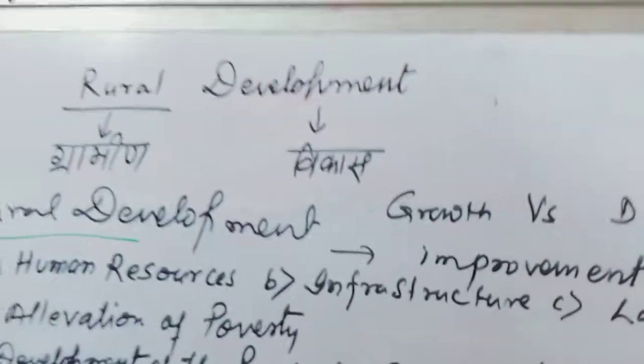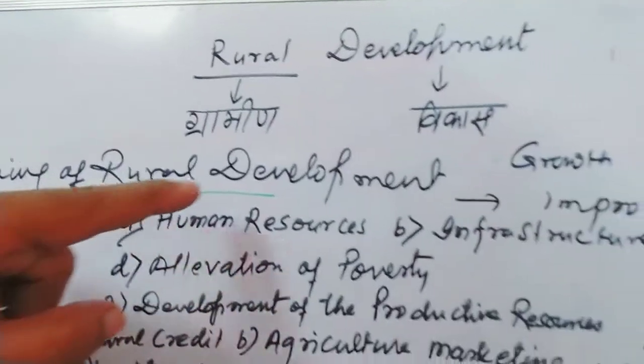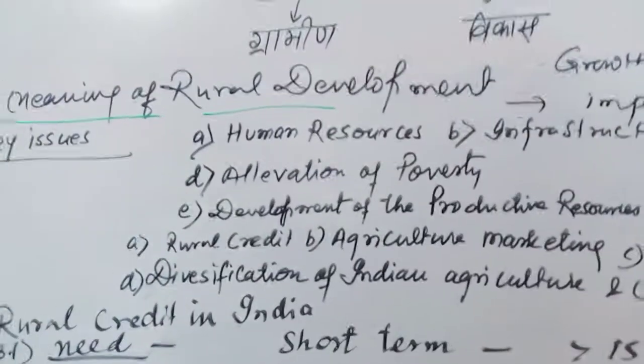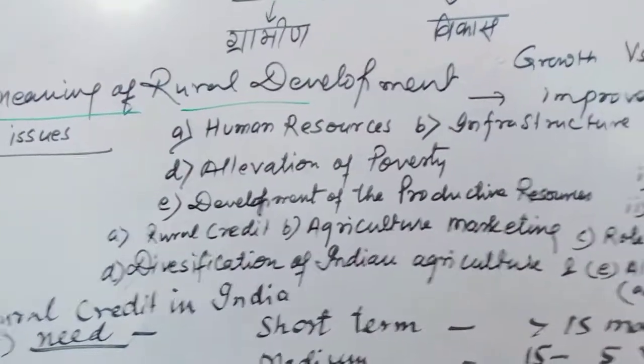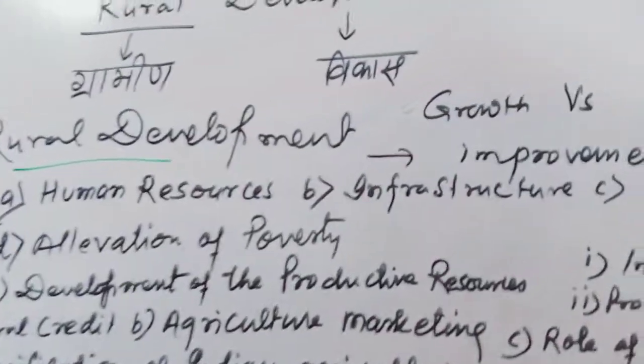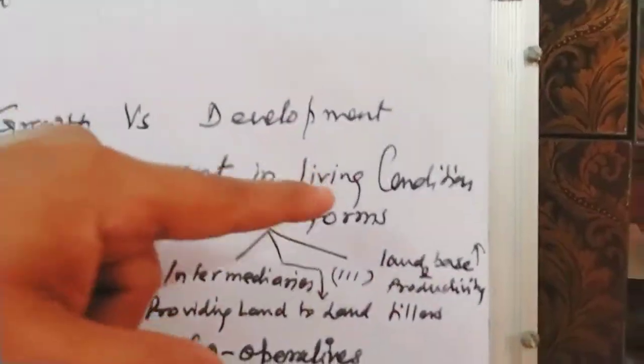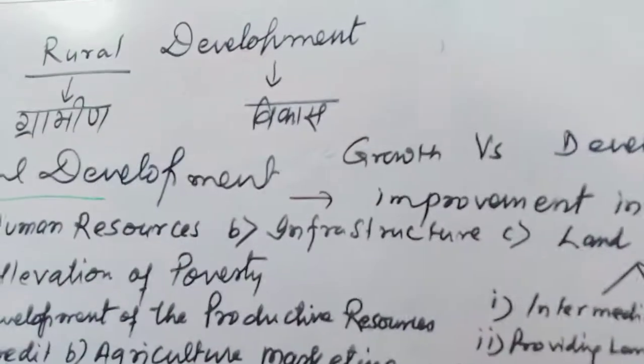Now, what are the key headings? Meaning of rural development, key issues, rural credit in India, and institutional sources. These are the key issues. First we will see the meaning of rural development. It means improvement in living conditions. Now, what are the key issues?